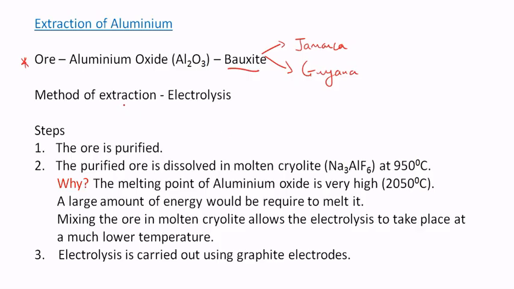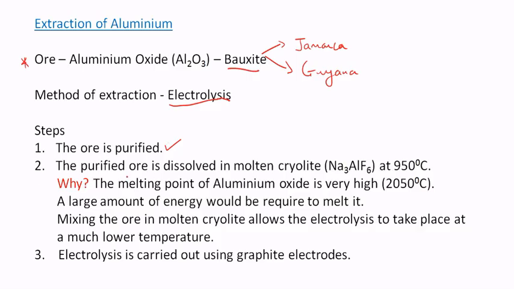And the method, now remember, aluminium is at the top, or it's very reactive, and the aluminium oxide is very stable. So therefore the method of extraction is electrolysis. You need to be familiar with the steps in the electrolysis process. So the first step is to purify the ore. So you're going to have the aluminium oxide. You just need to purify it to get pure aluminium oxide.